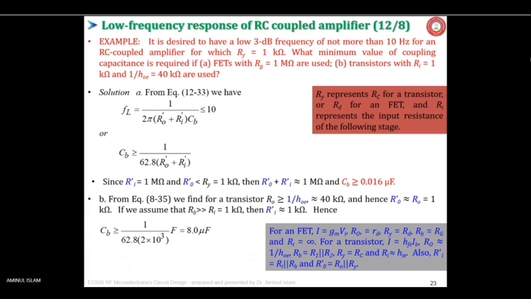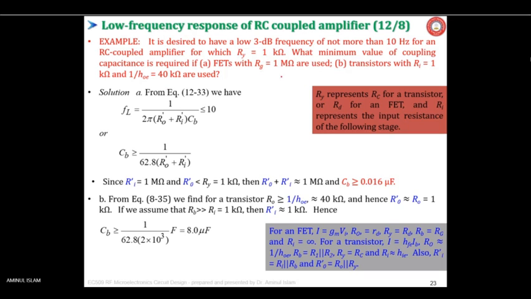Now one example. It is desired to have a low 3 dB frequency of not more than 10 Hz for an RC coupled amplifier for which Rd equals 1 kilo ohm. What minimum value of coupling capacitor is required if FETs with Rg equals 1 mega ohm, and transistors with Ri equals 1 kilo ohm and 1 upon hoe equals 40 kilo ohm, are used? This is the question, and the solution is also here.